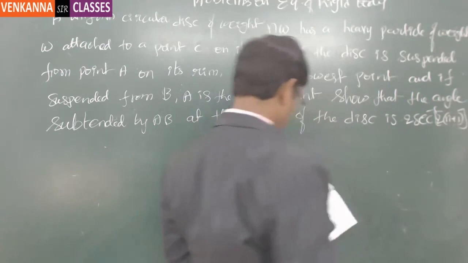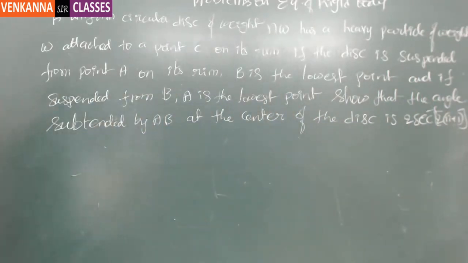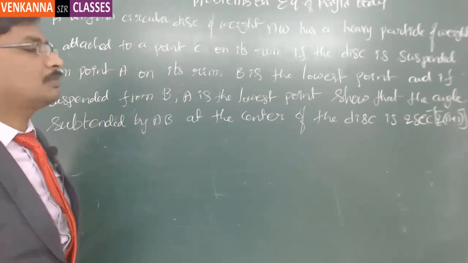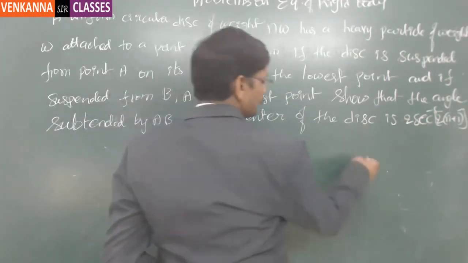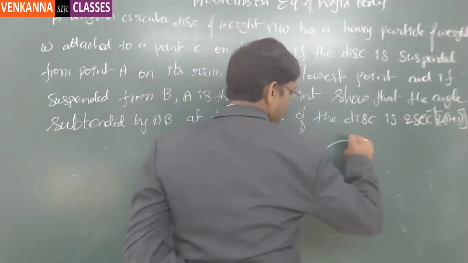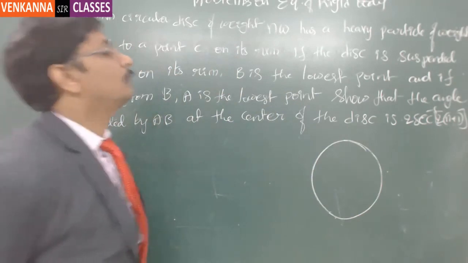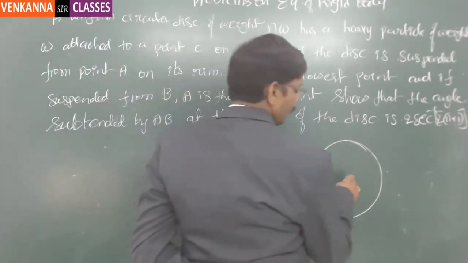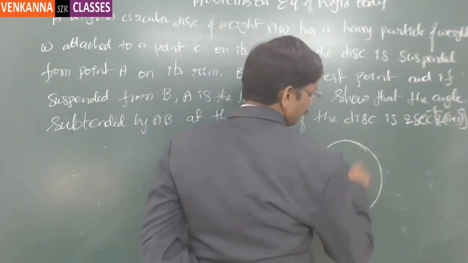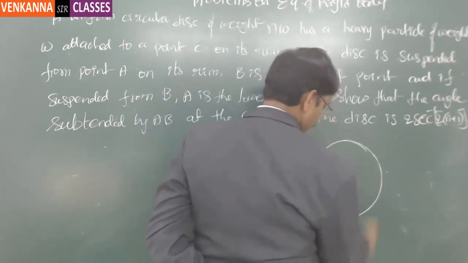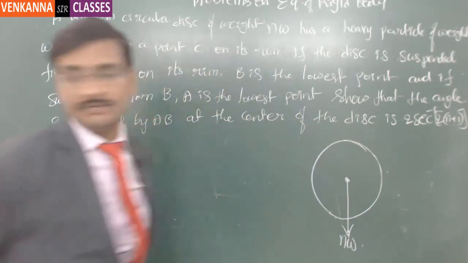So this is what we have. Here this is the problem statement. A uniform circular disk of weight nW. That means there is a circular disk whose weight is nW. Obviously, the weight will be concentrated at the center of gravity, which is nothing but the center of the circle. So there will be a force of nW acting from the center of gravity of the circle.